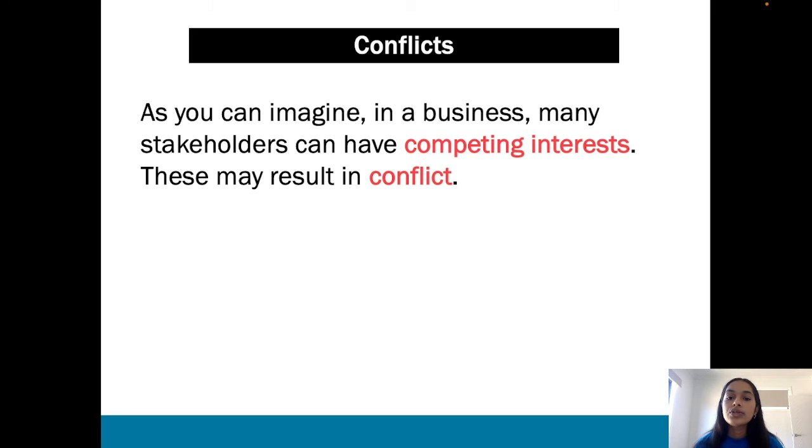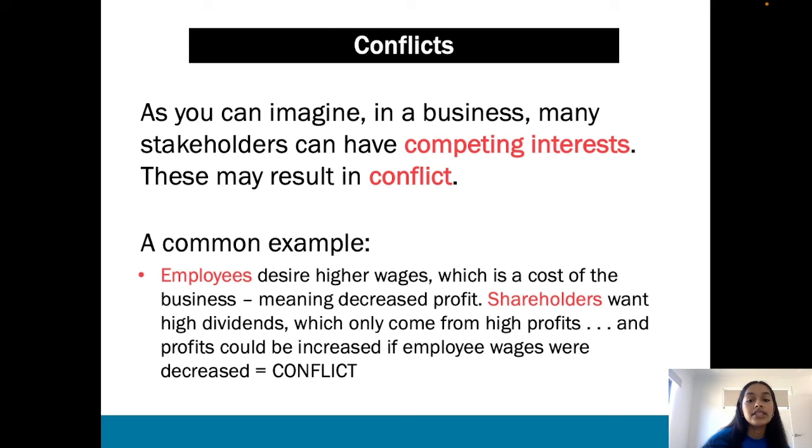All right, now moving on to the conflicts. As you can imagine, in a business, many stakeholders have competing interests. These may result in conflict. We've just gone over the interests that these stakeholders have, but these interests can compete with each other and create a bit of tension and conflict.